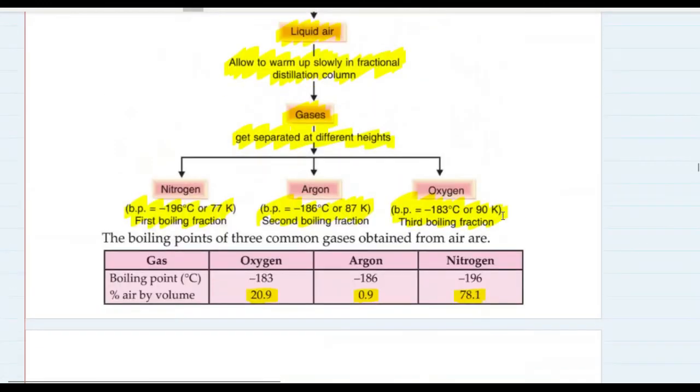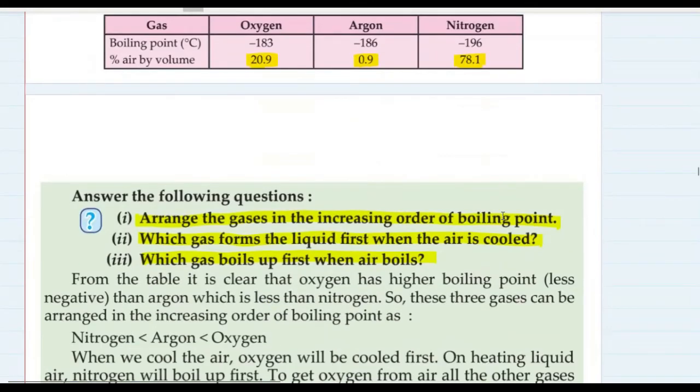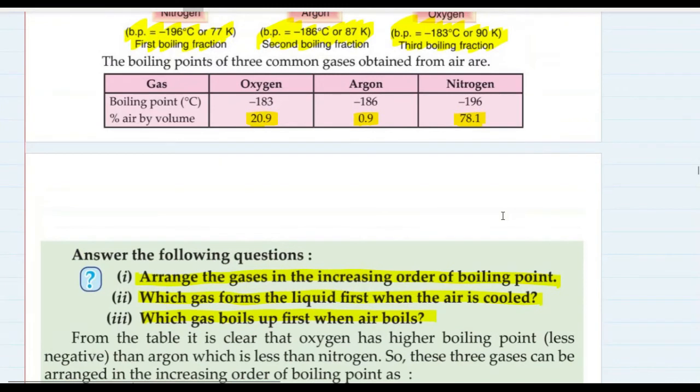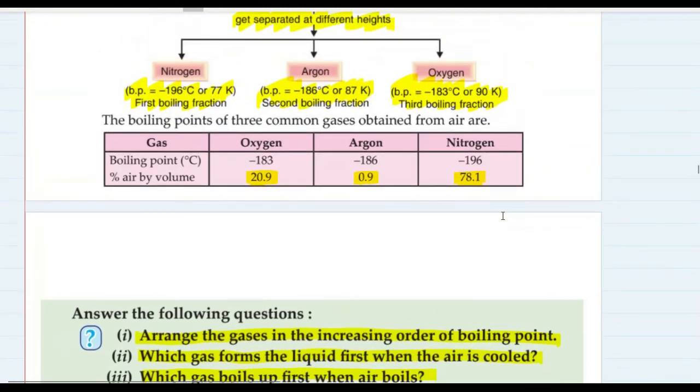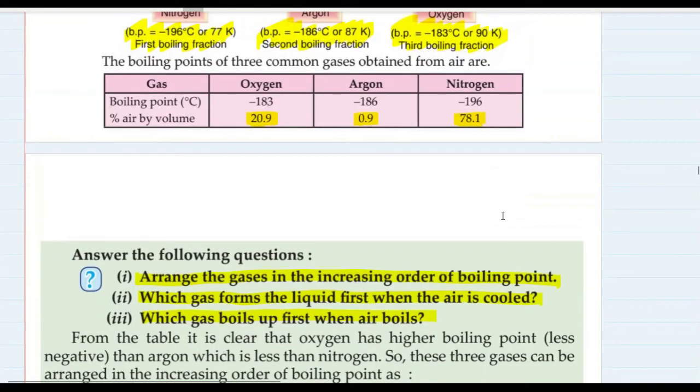Since the boiling point of oxygen is the highest of all of them, and we had to arrange the gases in increasing order of their boiling point, nitrogen, argon, oxygen. And which gas boils up first? Is it on heating the air, or when air is cooled? Which gas forms the liquid first when air is cooled? When air is cooled, I think, yeah.